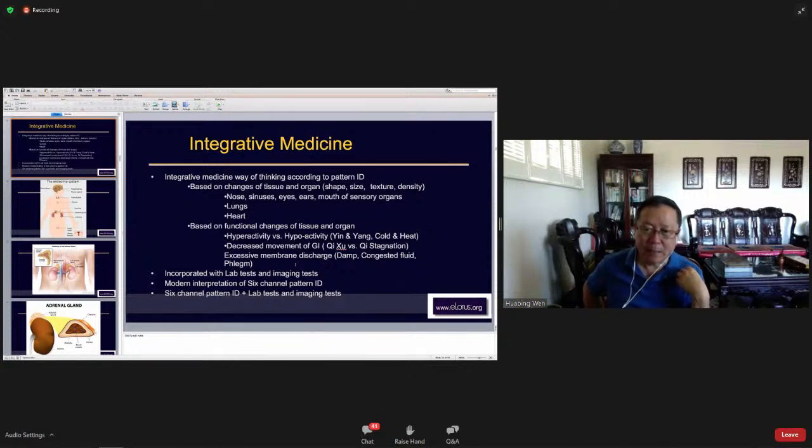So ideally, with the six channel pattern plus lab tests and imaging tests, you can come up with something much more accurate, number one. Number two, much more precise. So that makes your choice of formulas and the approach much, much easier.